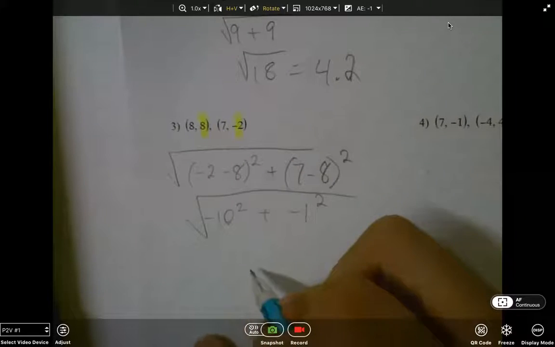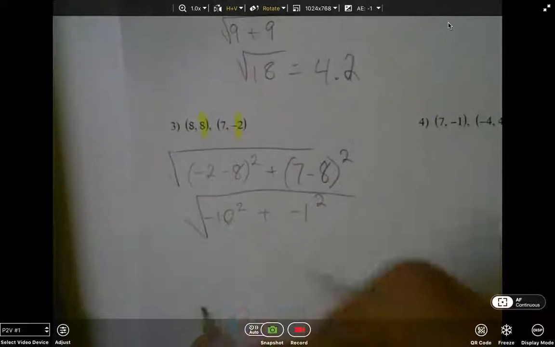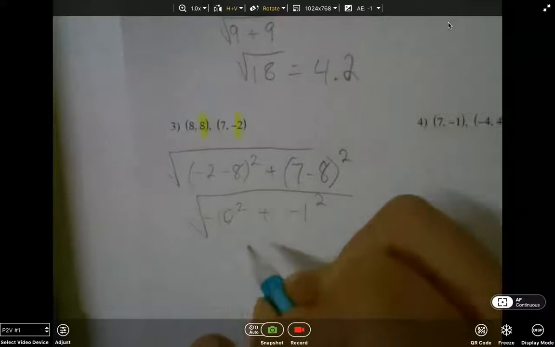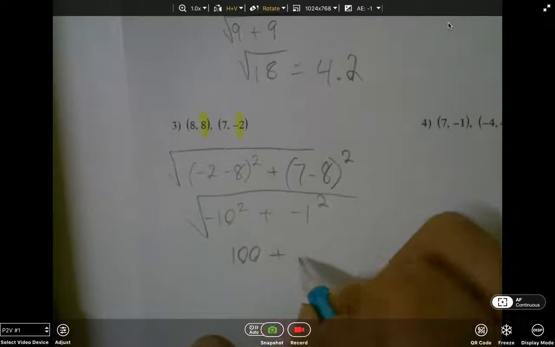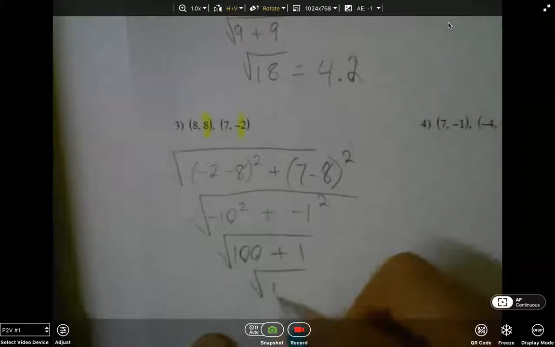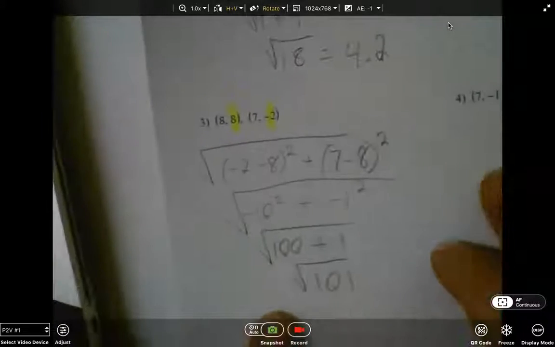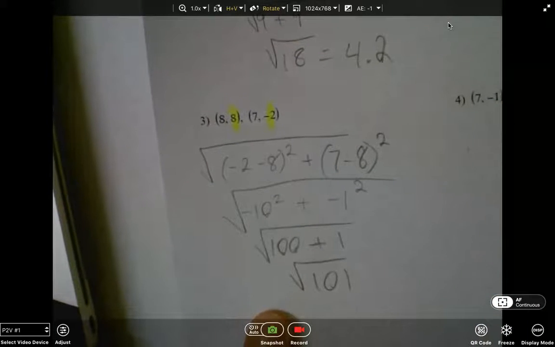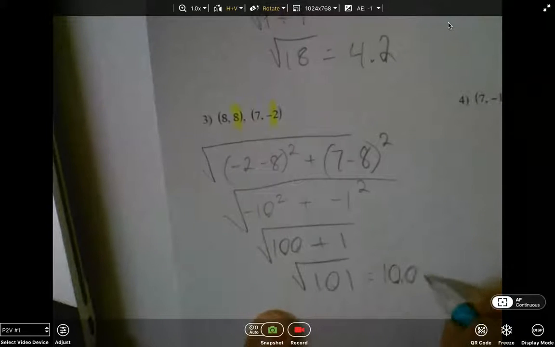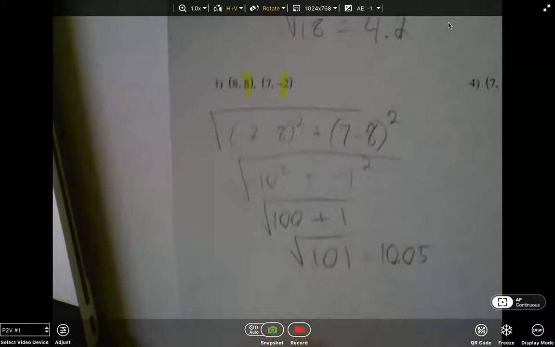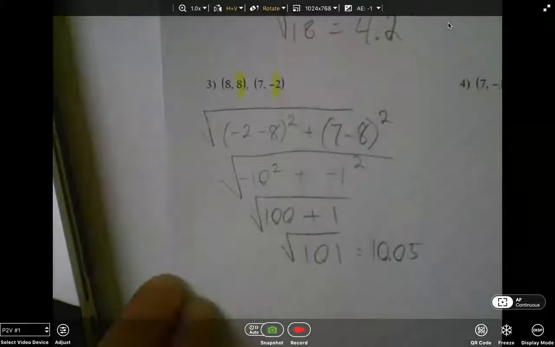All under the square root. -10 squared is a negative times a negative, which is not -100, it's +100, and -1 times -1 is just 1. So you get the square root of 101, which is about 10.05. I hope these examples get you ready for math message on Tuesday.